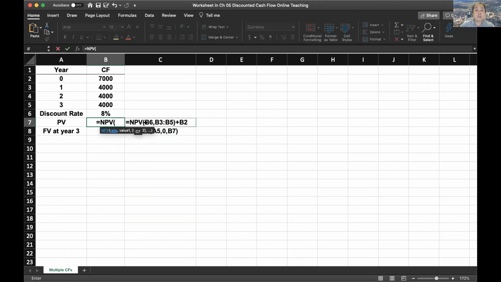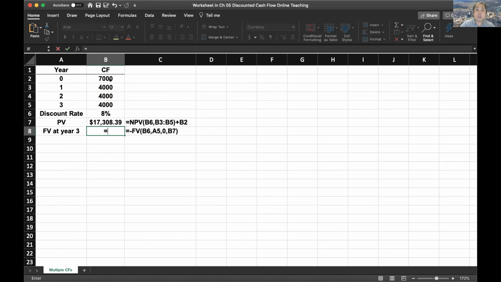The first argument is rate, which is the discount rate. And second is value 1, value 2, value 3, so the cash flows. Be careful. You should start from cash flow 1 to the end, not 0, because value 1 is cash flow 1. But as you know, we also have the current cash flow. You should add the current cash flow. $17,308.39.